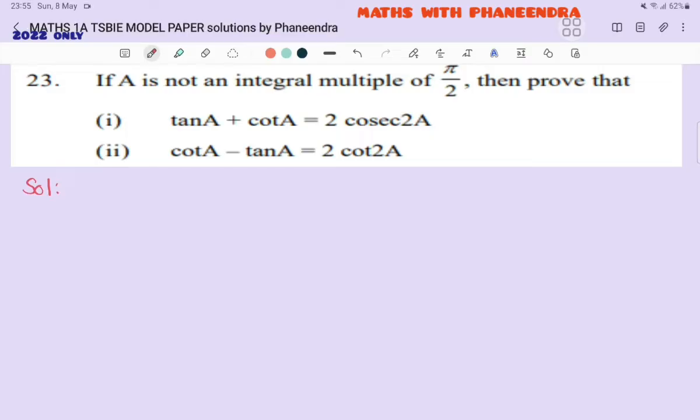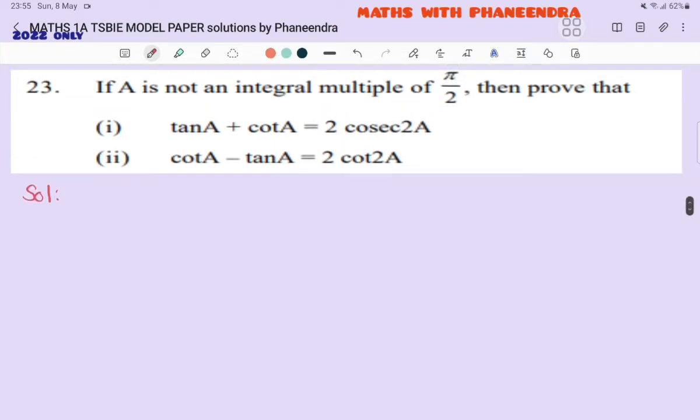The next question, dear students. If a is not an integral multiple of pi by 2, then prove that tan a plus cot a equals 2 cosec 2a, and cot a minus tan a equals 2 cot 2a. This type of question is called a conceptual question. If you know the trigonometry formulas, you are able to do this question. Otherwise you cannot. So there are chances they may ask conceptual questions in that exam.